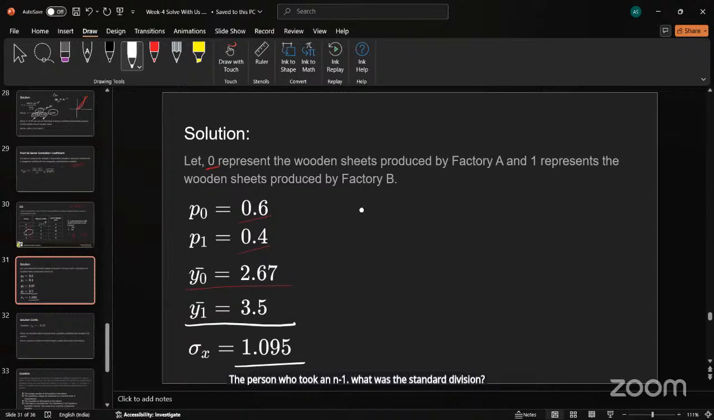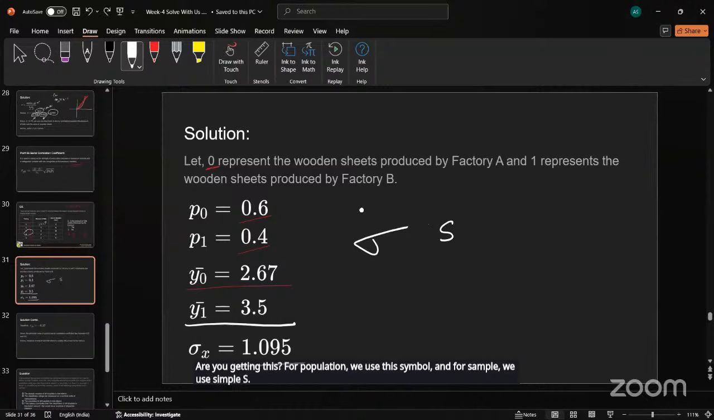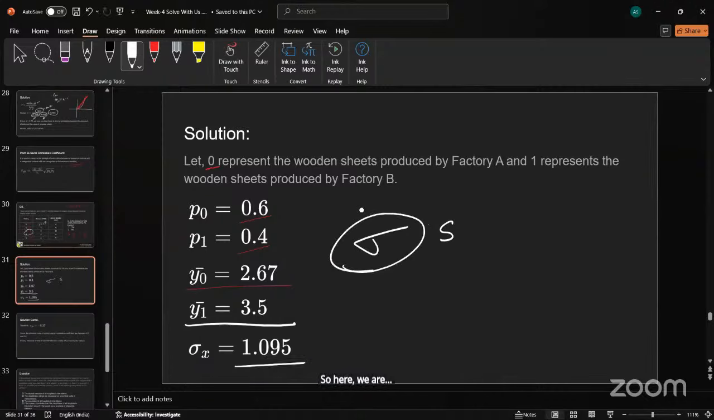My query is about population deviation and sample deviation. Is there any different symbol for sample deviation? For population, we use this symbol, and for sample, we use simple S. Are you getting this? Yes, sir. So here we are using population standard deviation. Okay.